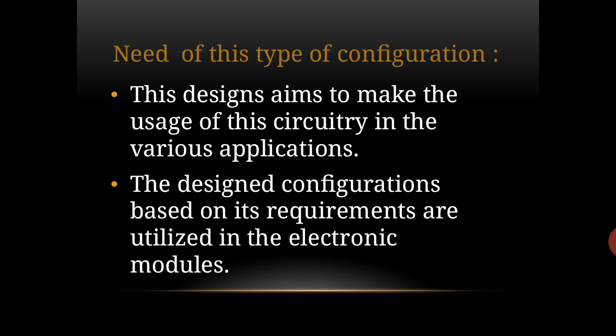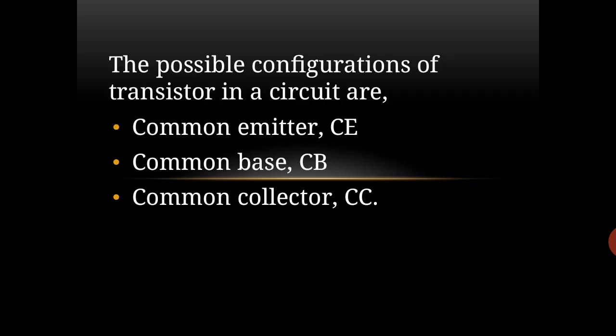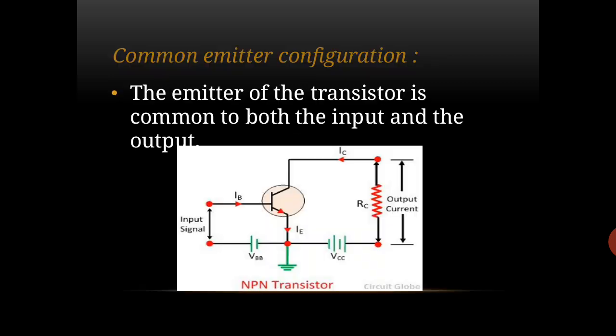What is the need for this type of configuration? These designs aim to make this circuitry usable in various applications. These configurations, based on the requirement, are utilized in electronic modules. The possible configurations are common emitter configuration, common base configuration, and common collector configuration. Now, first of all, we will see the common emitter configuration.